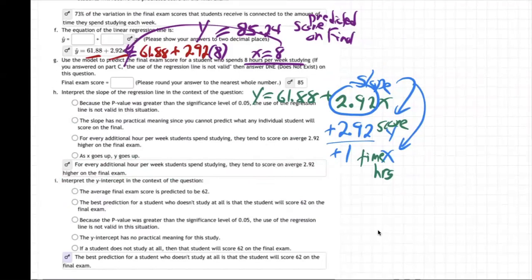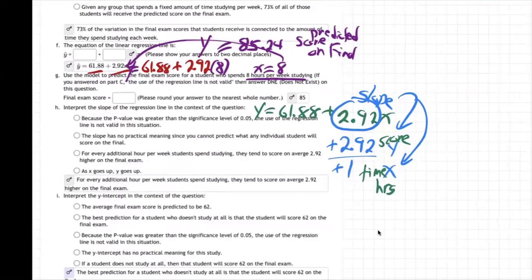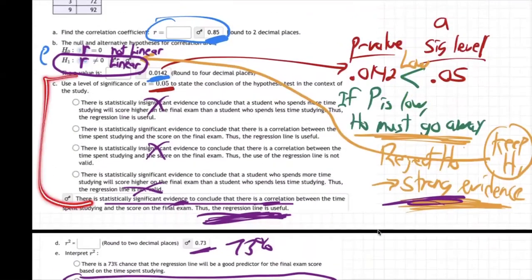Oh, by the way, I will take notice now. On part G, let me go back to part G. If you answered on part C that the use of the regression line is not valid, you should have put D and E here on yours. Now, I didn't, but if you go back to part C and picked the one that says the regression line is not valid, why would you do that?